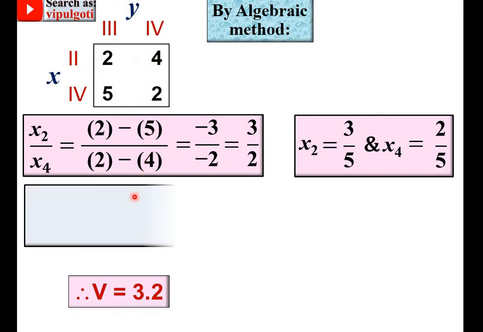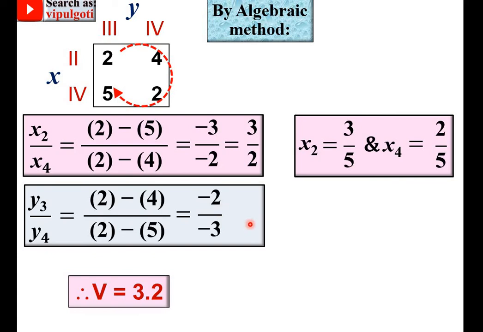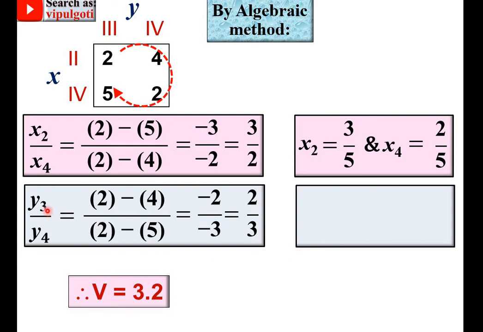Now next, in a similar way I can say y3 upon y4. So it is like that in clockwise direction. So now I can say (2 minus 4) whole upon (2 minus 5). And if you simplify, then you will get 2 by 3. And so I can find the probability of y3 and y4. So here y3 is equal to 2 by sum of these two. So it is 2 by 5. Similarly, y4 is equal to 3 by sum of these two. So you can say it is 3 by 5.